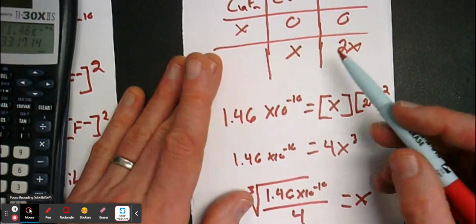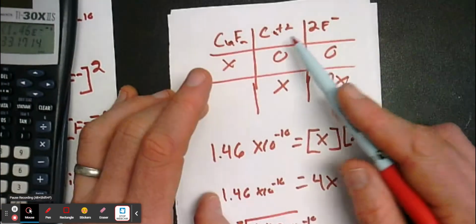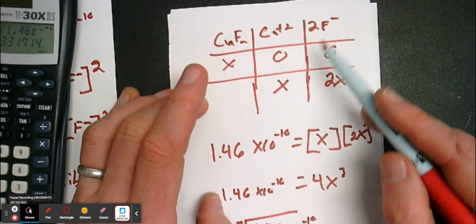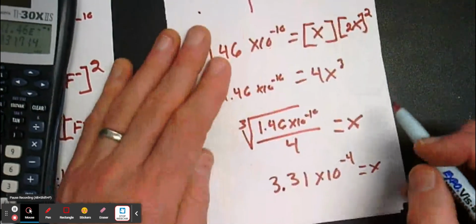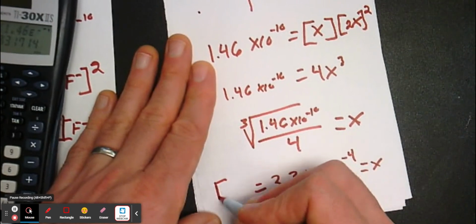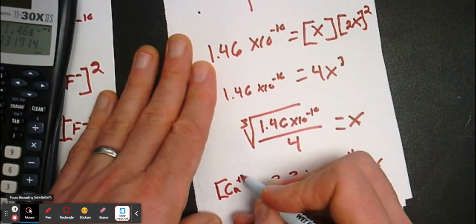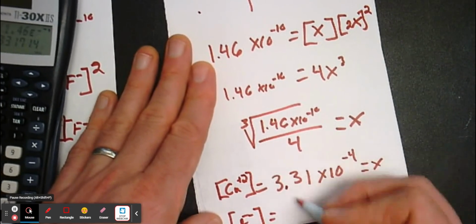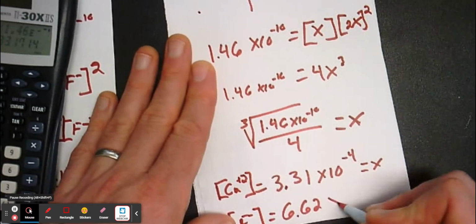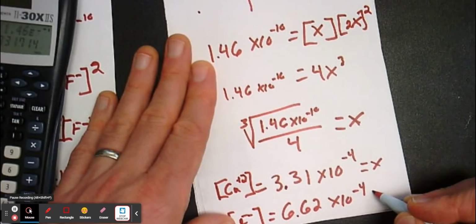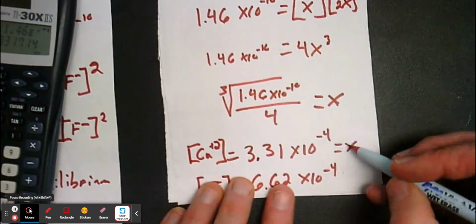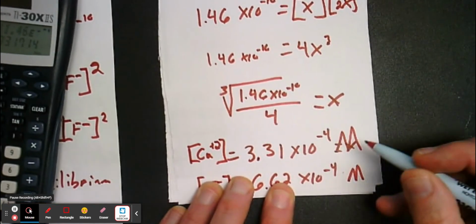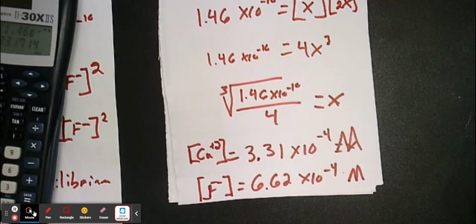Remember, you've got to plug that back into your ICE table. That's the concentration of calcium, and I would double it for the concentration of fluoride. So the concentration of fluoride is 6.62 times 10 to the negative 4th. All right, and the units on these are moles per liter. And that's KSP, and that's how you would solve for it at equilibrium.